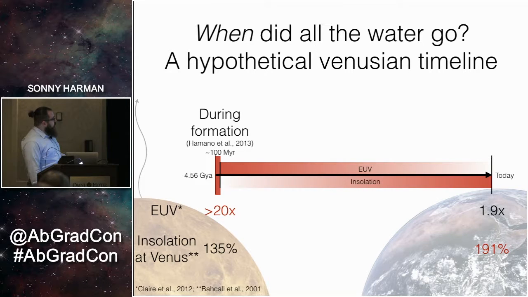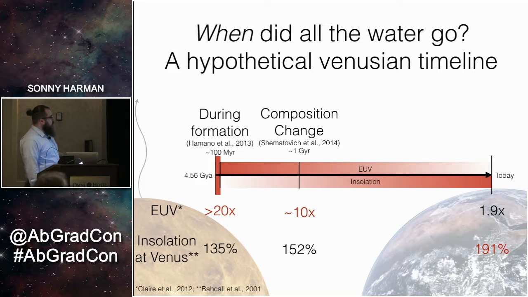And as you move forward in time, you have to go from this EUV flux that's greater than 20 times modern to something like 2 times what the Earth receives. And this insolation actually increases in the opposite direction. So the EUV is tailing off, but the insolation is increasing. And so the insolation drives the runaway greenhouse process, but the EUV drives the escape. And two other points we can think about. For example, 1 billion years into Venus's history, the EUV has started to tail off. The insolation has increased by about 20%.